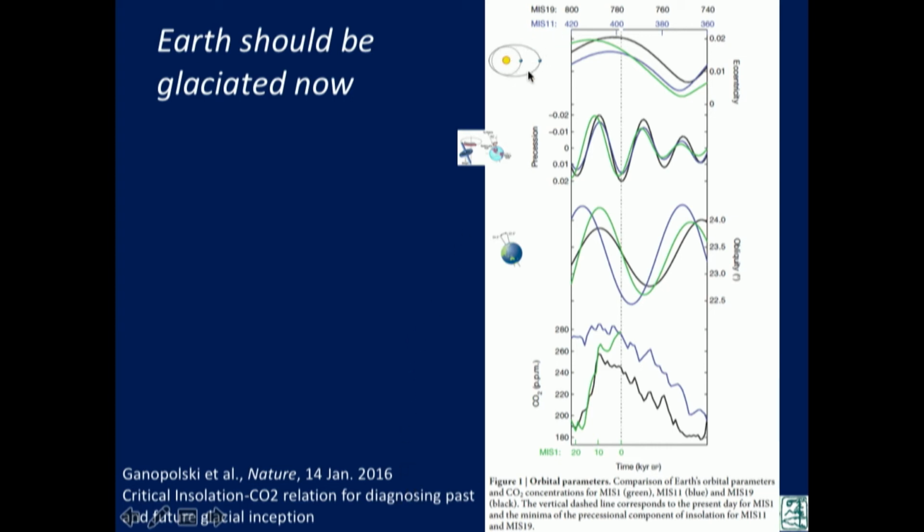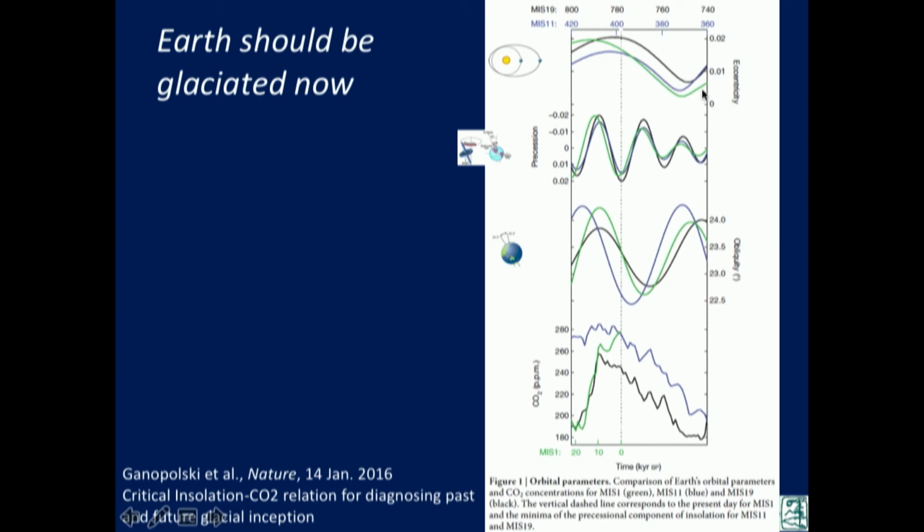Here are 3 epochs of the Earth's orbit around the sun, and the green is now, and the other 2 are similar periods, 400,000 and 800,000 years ago. And here's time over hundreds of thousands of years. So we can see, here's now, and the green line says that our eccentricity is going to be going down, which means we're getting more circular.